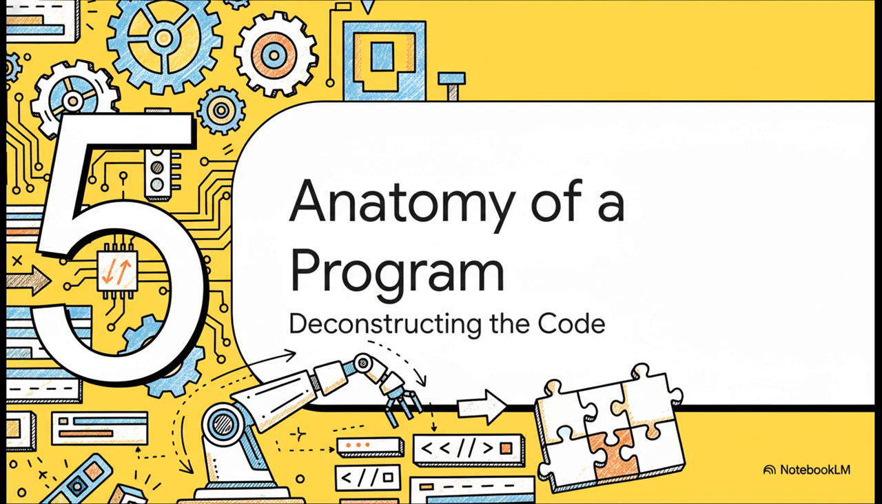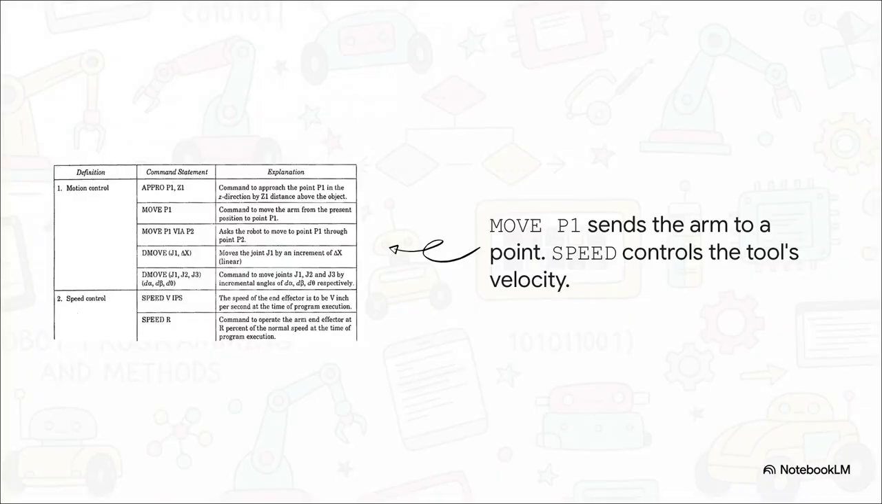All right, let's put all these pieces together and actually look under the hood at what the code inside a robot program looks like. We're going to deconstruct the basic commands that make the robot move and get things done. So here are some of your fundamental building blocks. You've got move P1, which is pretty straightforward, right? It's a direct order. Move the arm to the point we've called P1. Then there's approach, which is a little more clever. It tells the robot to approach a point from a certain distance. And of course, you've got a command like speed to control just how fast the tool is moving.